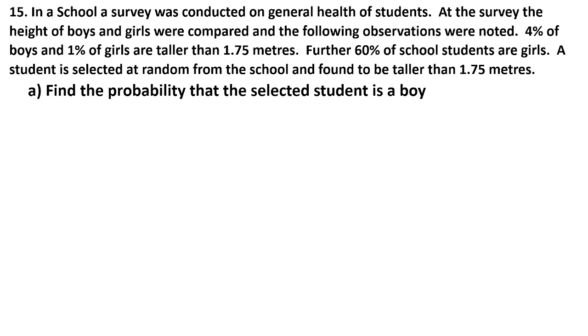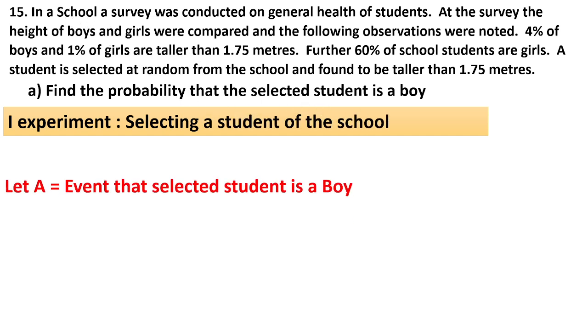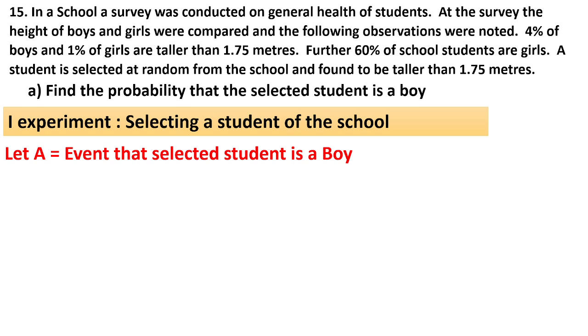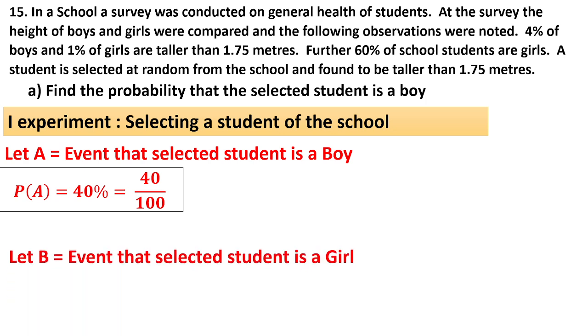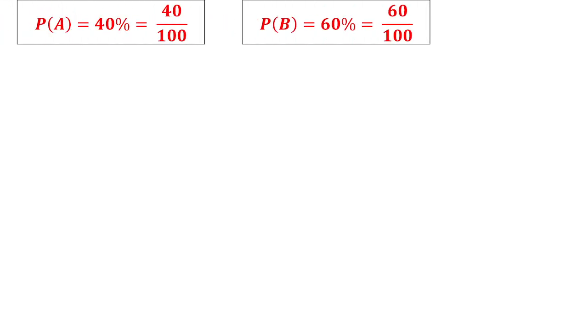Question number 15. A survey was conducted. Height of the boys and girls were compared. 4% of boys and 1% of the girls are taller than 1.75 meters. 60% of the school students are girls. A student is selected from the school and found to be taller. Find the probability that the selected student is a boy. First experiment is selecting a student of the school. This is coming under Bayes theorem. And A is the event that the selected student is a boy and it is 40%. B is selecting a student who is a girl, 60%. We are keeping the values ready.